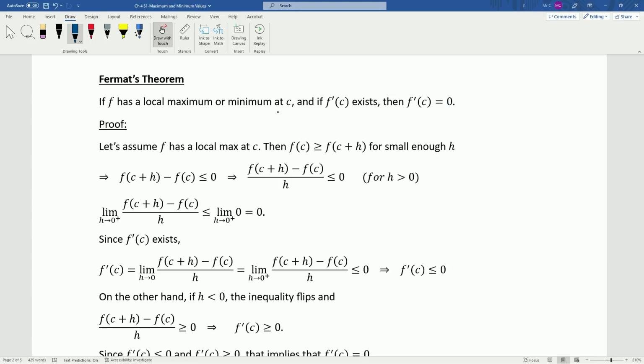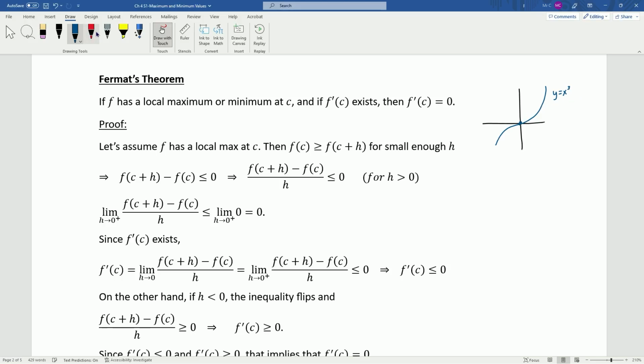Now notice this theorem does not say the opposite. It doesn't say if f prime is 0, then it's a minimum or maximum. And in fact, I'll probably bring this example up again later. But if you look at y equals x cubed, right?